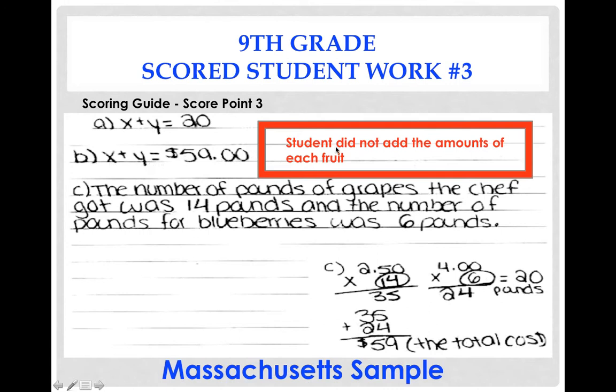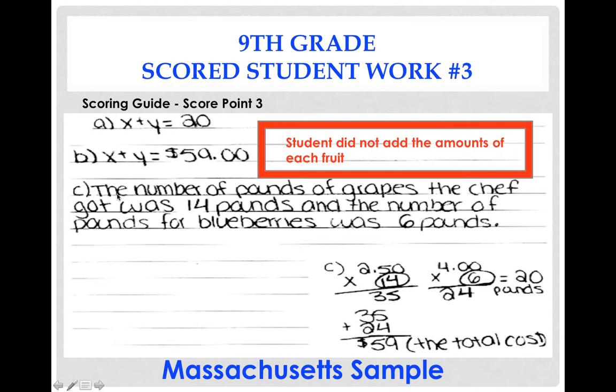And just by looking at this and the note, in order for them not to earn the full points that they could have, the student did not add the amounts of each fruit into their answer to B. So they only switched out from A to B just the 20 and the 59.